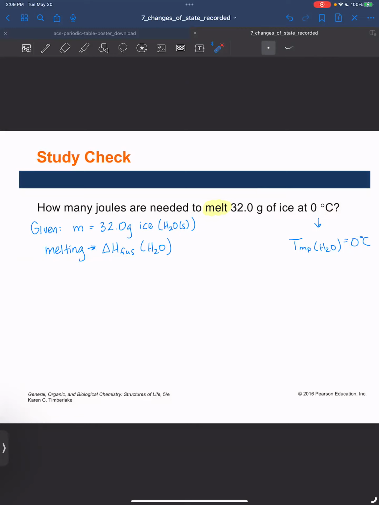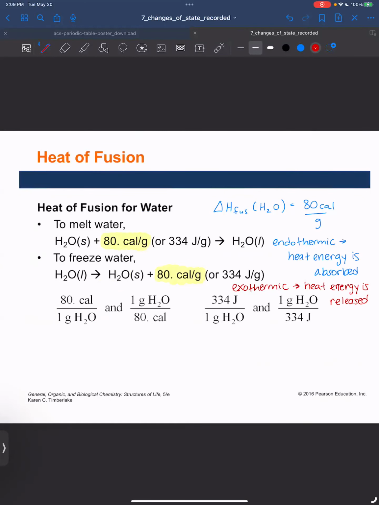All right, so then it looks like we need to find heat energy in joules. And because we're melting, I'm going to look up the enthalpy of fusion for water. So we're going to use it as a conversion factor to solve for Q. The enthalpy of fusion for water in joules is 334 joules in order to melt 1 gram of water. It requires that much energy to melt 1 gram of water.